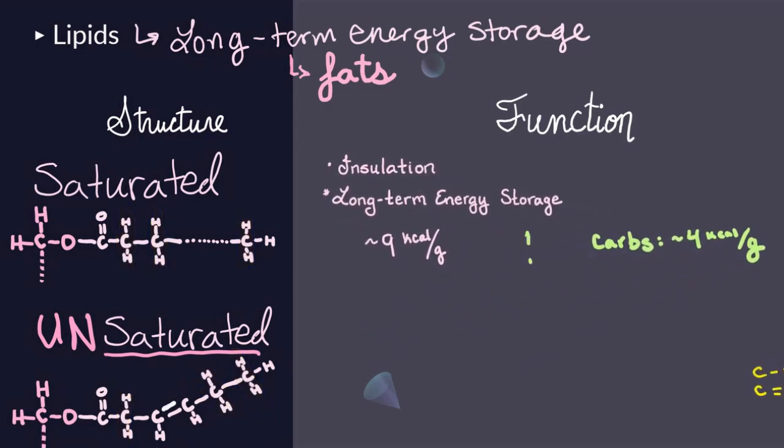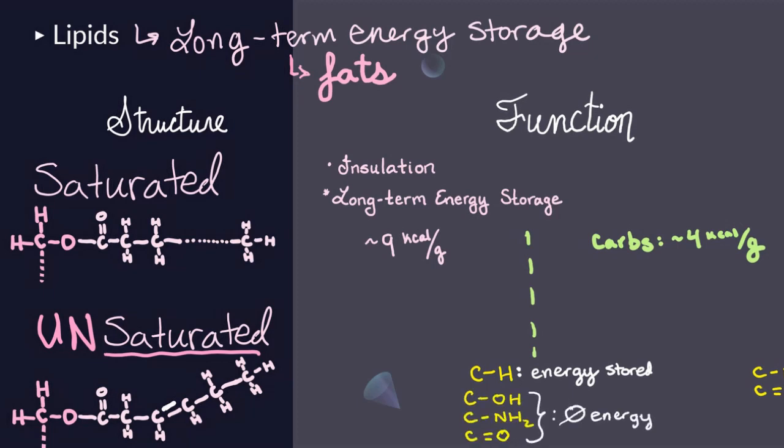So if you'd like to know a bit more about the chemistry behind this, behind why fats are so much more energy dense than carbohydrates, basically we can count each carbon to hydrogen bond as energy stored, and count each of these bonds as a net zero energy, okay? Now carbohydrates have roughly 1 carbon to hydroxide bond for every carbon to hydrogen bond.